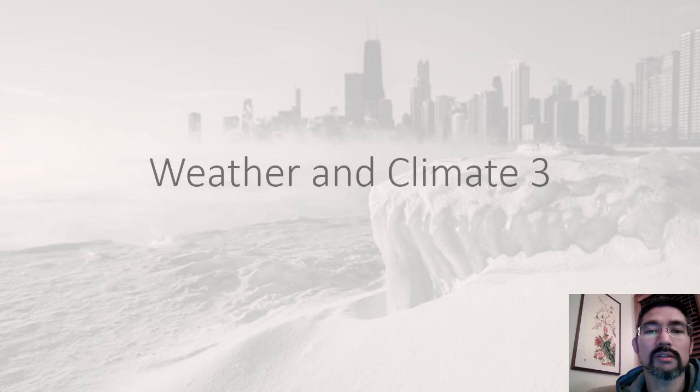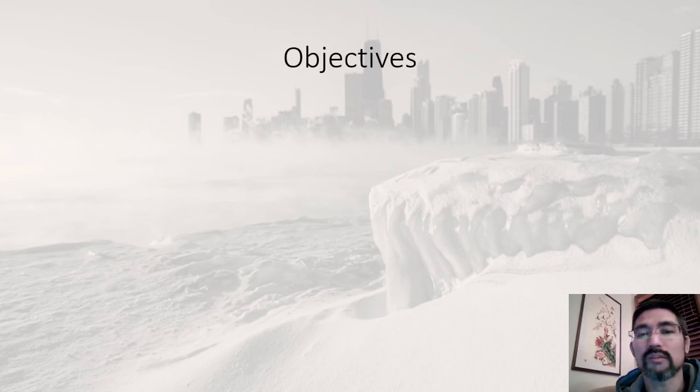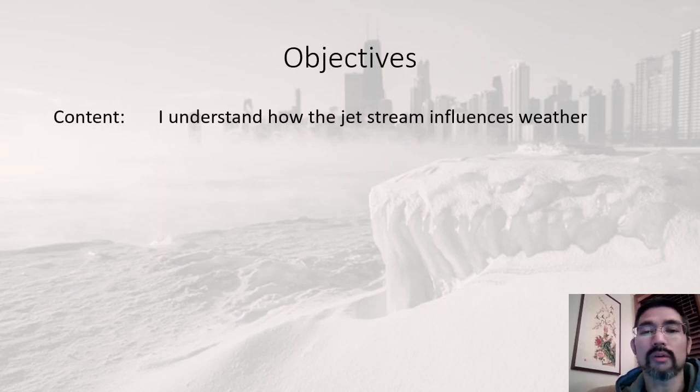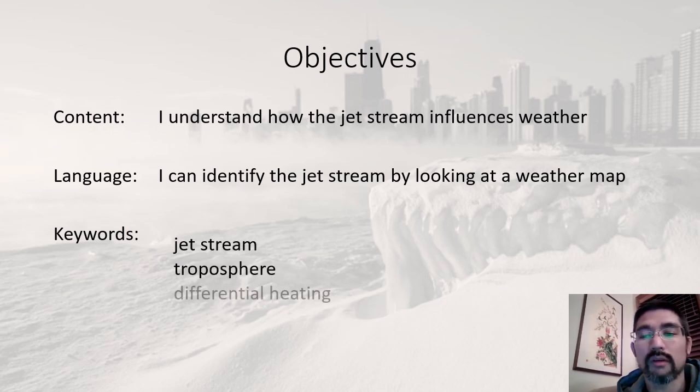Our lesson today is going to be about the jet stream. And like I said, it's a short lesson. We're just going to build on what we learned earlier in respect to air currents that travel around the Earth. So our objectives for today are pretty simple. I want you to be able to understand how the jet stream influences weather. And for our language objective, I want you to identify the jet stream by looking at a weather map. Our keywords, we've only got 3 of them, and the first one is jet stream. Next is troposphere. And our last word, actually 2 words, differential heating.